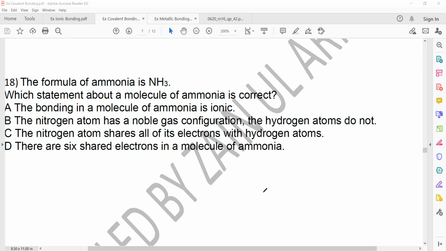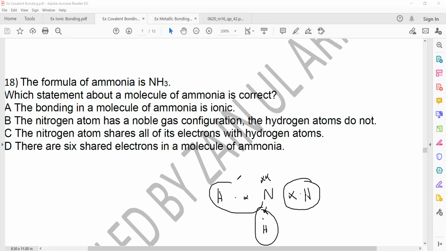Basically, what happens when you draw the structure, nitrogen shares 3 electrons and hydrogen shares 1. So all of them have a noble gas configuration. Noble gas configuration means either 8 electrons or 2 electrons in the outermost shell. So hydrogen has 2 electrons in the outermost shell and nitrogen has 8 electrons in the outermost shell. Helium has 2 electrons, while neon, argon, xenon, radon all have 8 electrons in the outermost shell. So this is called a noble gas configuration or complete shell.